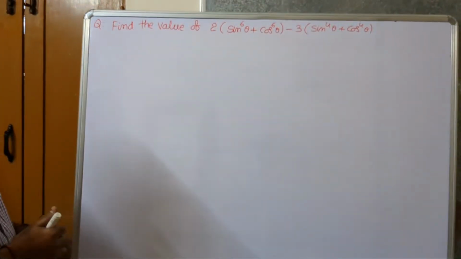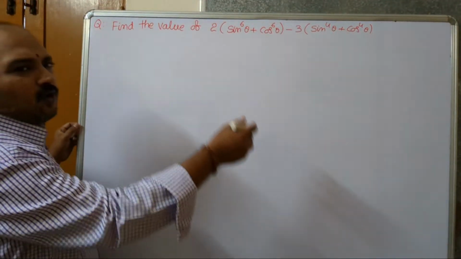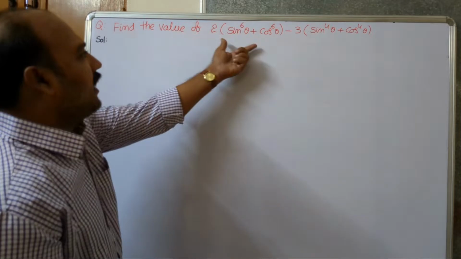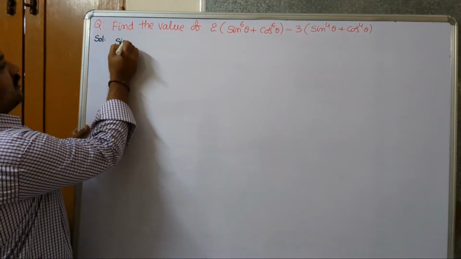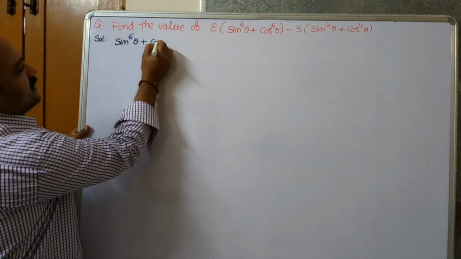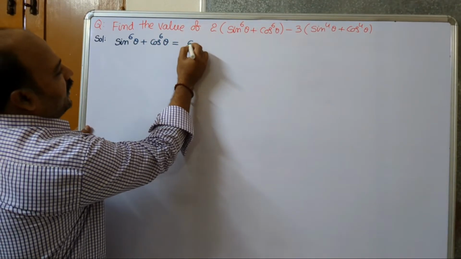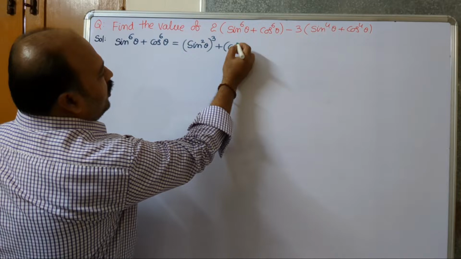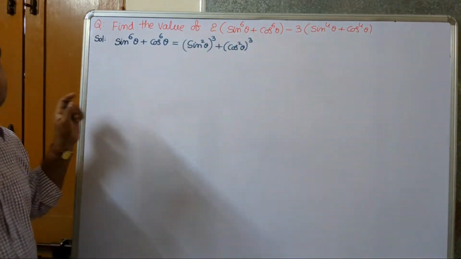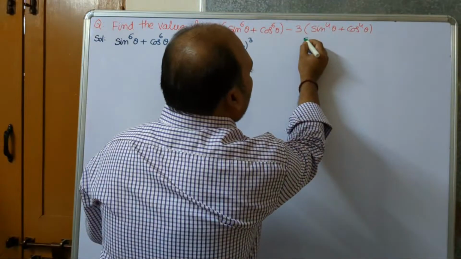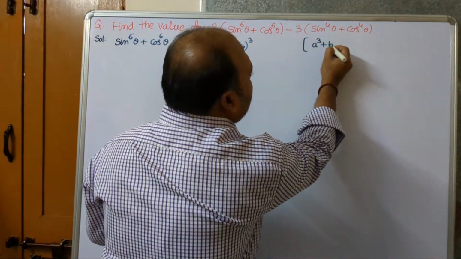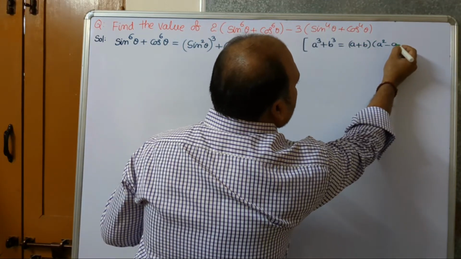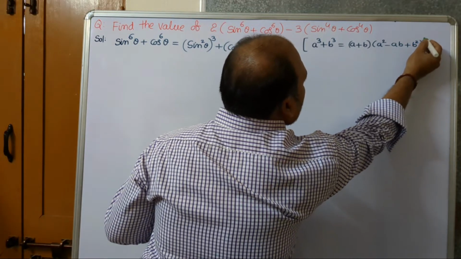Okay, dear students. Now, regularly, if it comes as a 4 marks question, what can we do? In that way, first I am taking sin power 6 theta plus cos power 6 theta. We can write it as sin square theta whole cube plus cos square theta whole cube. I hope you understand, it is in the form of a cube plus b cube. We can write the a cube plus b cube formula as a plus b into a square minus ab plus b square. Okay, dear students.